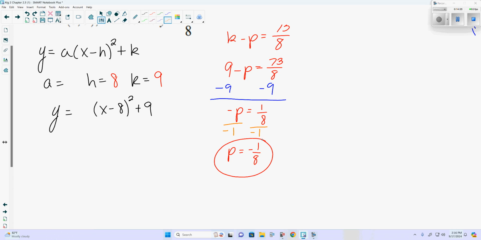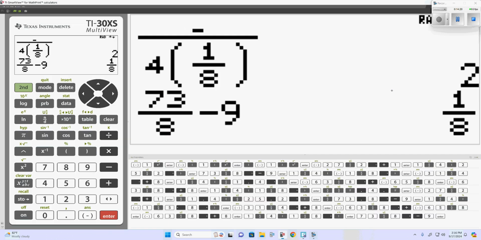All right, guys. We found p. We still need to find a. Because we found the value p, we need to find a. a is equal to 1 over 4 times negative 1/8.